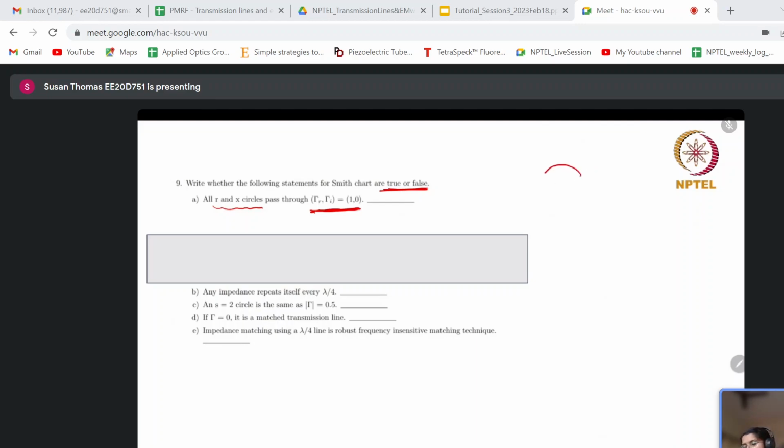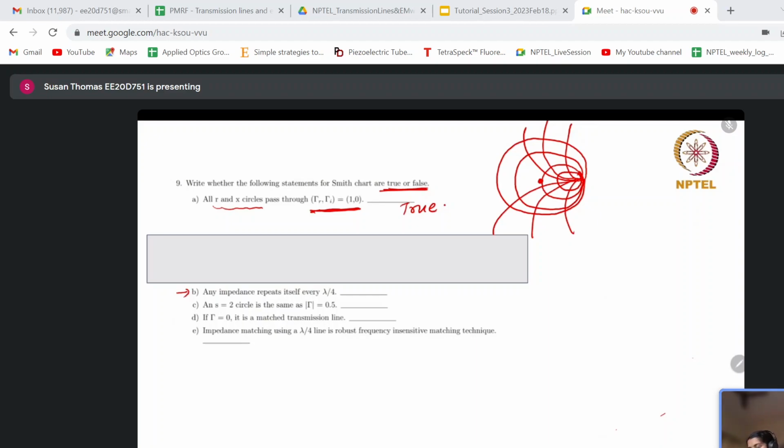So all of you know that this is the center and all R circles, and these are all X circles. So this is true.